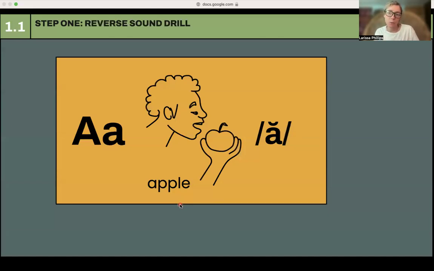When I say the word apple, what's the first sound you hear? Apple. Apple. I want that ah. The first sound in apple is ah. And what letter stands for that sound? A. So the sound is ah. The letter is A.